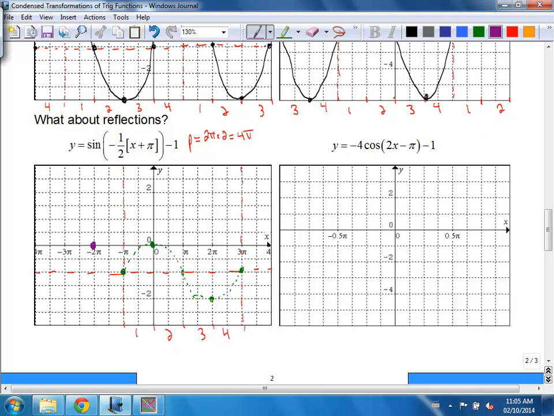Then the next one is to go to the center line, but I have to go to the left and find the center line. And I keep moving to the left as I follow the pattern because everything was reflected horizontally. So the actual graph is going to be this purple one.